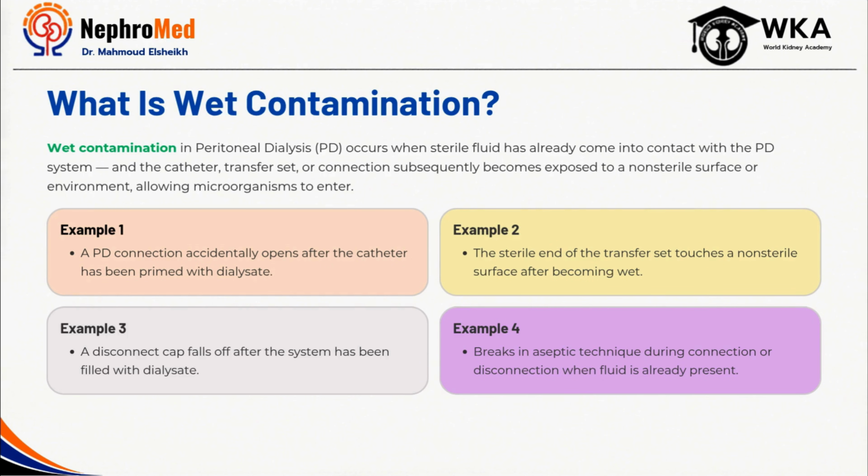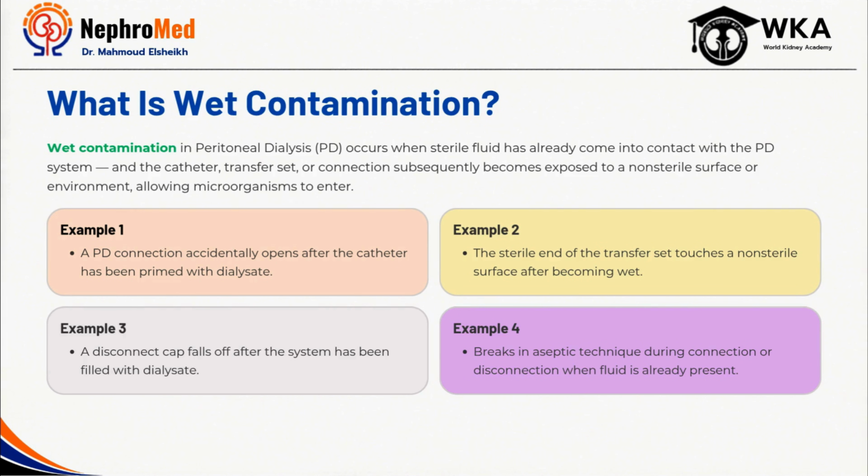The key idea is that dialysate has already entered the PD system. The pathway is now wet, continuous, and connected. If sterility is broken at that point, microorganisms no longer have to cross an empty space. They can simply travel along the fluid pathway toward the patient. Think of dialysate as building a bridge. Before fluid is present, there is no bridge. After fluid is present, the bridge exists, and bacteria can potentially cross it.